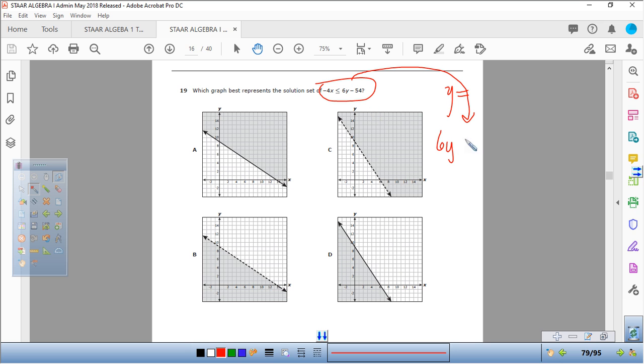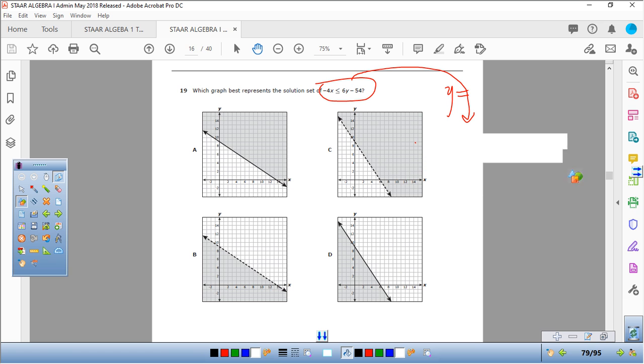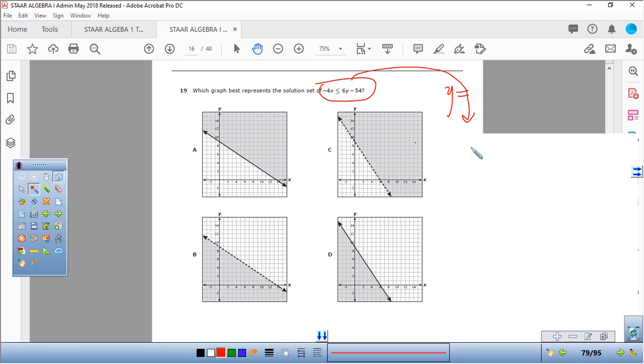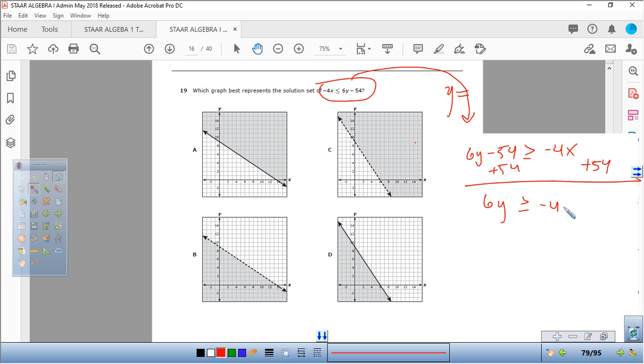6y minus 54. Okay, let me do this. Y minus 54. You see how it's eating that? And I'm going to continue eating that. Is greater than, here, still greater than negative 4x. And that's it. Just work on from here. I'm going to add 54. This part gives me 6y is greater than or equal to negative 4x plus 54. I'm going to divide by 6, divide by 6, divide by 6. We're going to go with y is greater than or equal to negative 2/3 x plus 9.